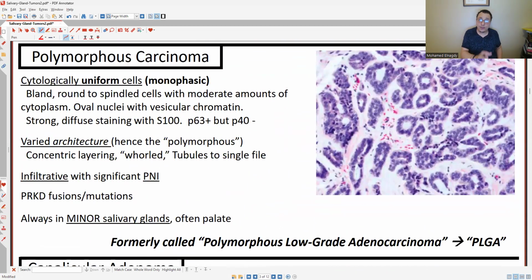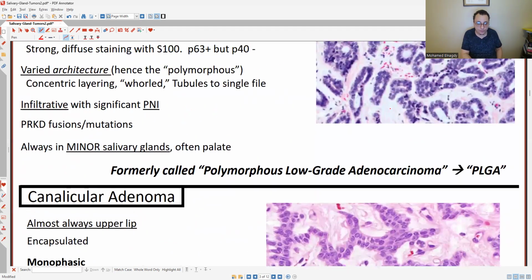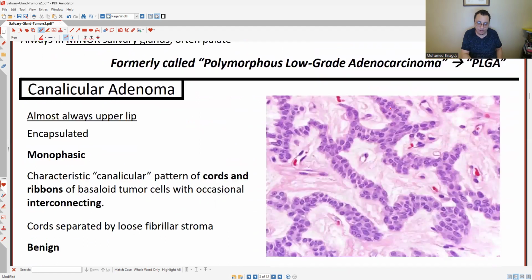Then we have polymorphous carcinoma, in which we have just some tubules lined by some blue cells, very widely separated from each other. Palette, P63 and P40, PNI and PRKD fusion. Remember, the P is for the polymorphous carcinoma.